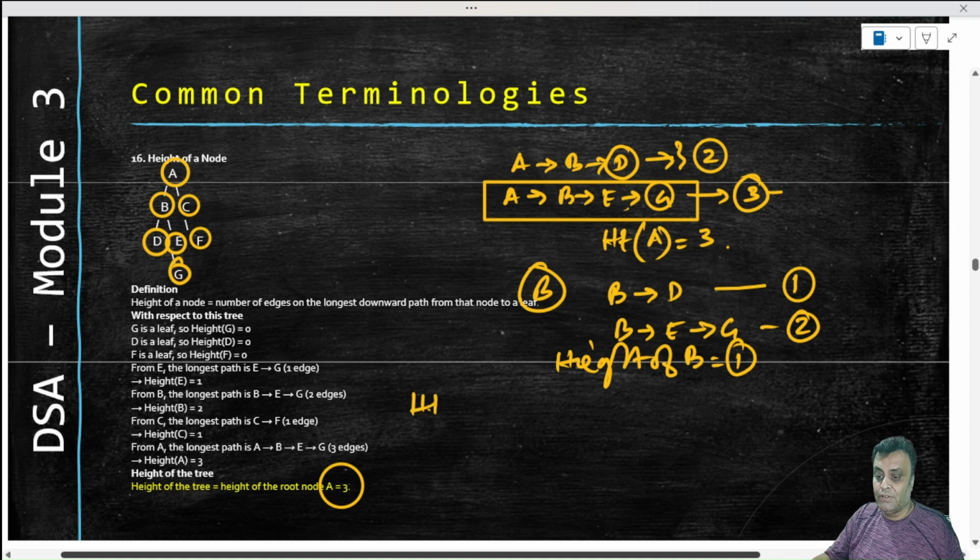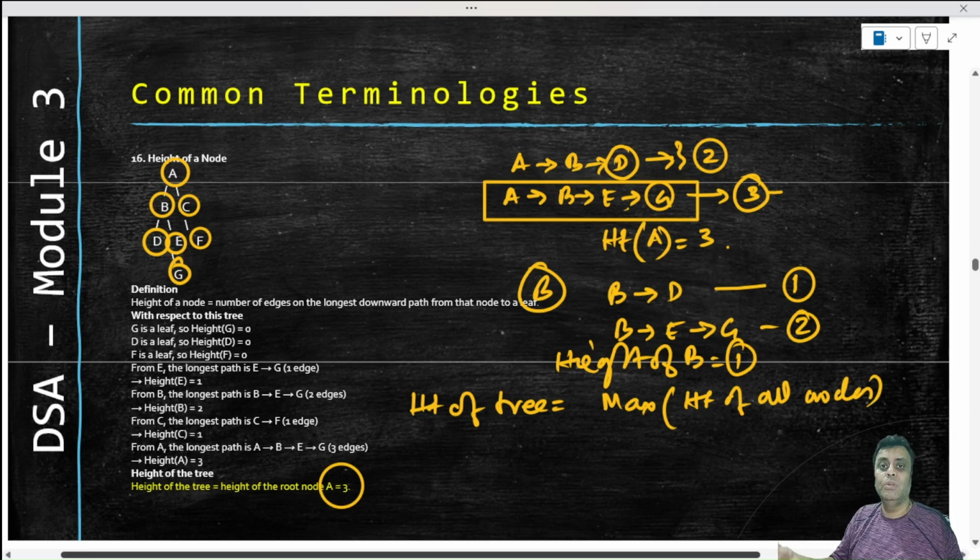So as far as a formula, we can say the height of the tree is the max of the height of all nodes. Yes, that's a valid formula, but there's no point in doing it, because the height of a tree will always be the height of the root, because the root will always be the maximum, right? So that's what there is on the height of the tree.